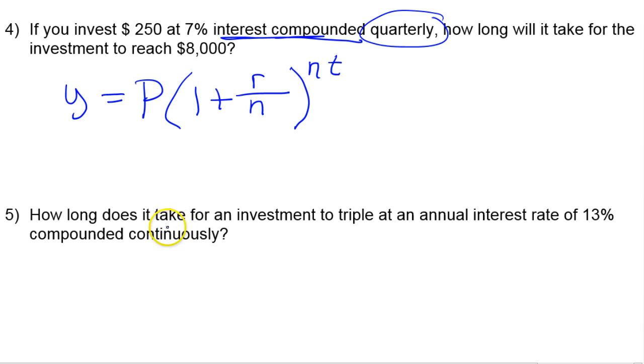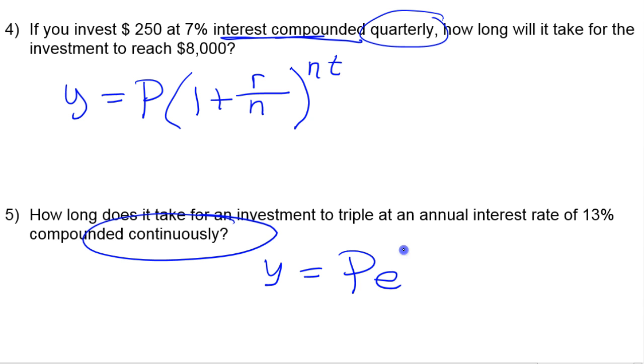As opposed to, I'm glancing down at number 5 for contrast. When I see continuously, there's a different formula that we use for that. Do you remember what that is? PERT. That's that PERT formula. It's still the same P for principal, but then it's e to the rt power. Okay, so that's what we're dealing with.